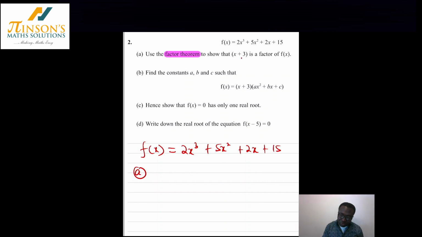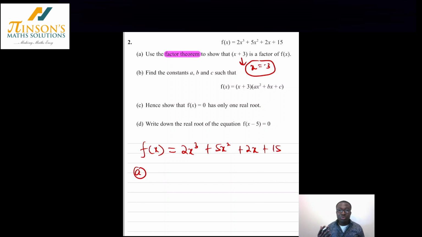What we try to do here is set this bit equal to 0 and solve for x. So that means our x will be minus 3. So we will be substituting minus 3 into the function to see and hope we get 0. Once that happens, then we say since f of minus 3 is 0, then x plus 3 is a factor, and that's the factor theorem.